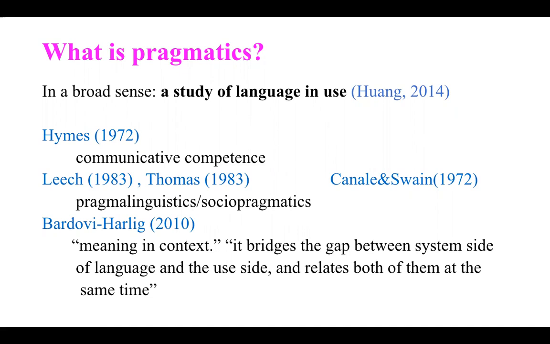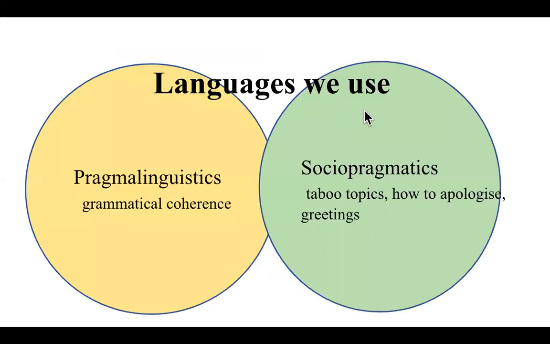In 2010, Barron explained the meaning of pragmatics as meaning in context. It bridges the gap between the system side of language and the use side, and it is both of them at the same time. The languages we use have two characteristics, namely pragmalinguistics and sociopragmatics. Pragmalinguistics deals with grammatical coherence, and sociopragmatics is related to taboo topics, how to apologize or how to greet people.